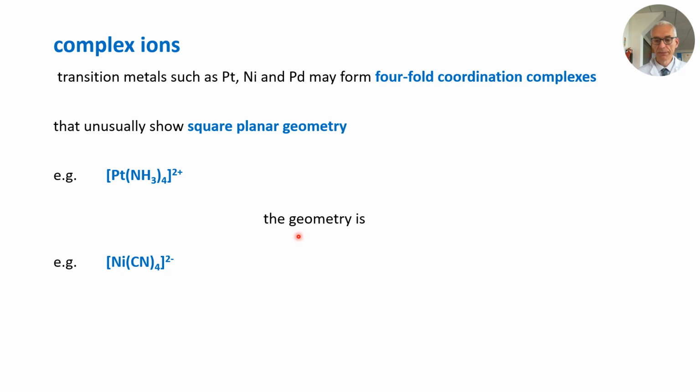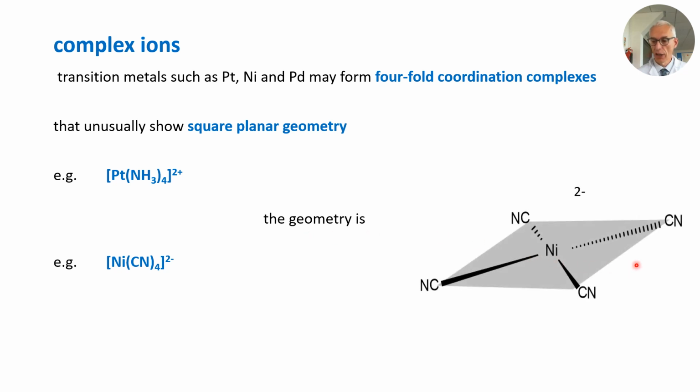The geometry is a square planar arrangement. So for instance, for the nickel, we've got central nickel and 4 cyanide ions. Nickel is 2+, I deduce, because the overall charge is 2-. So that's representing a square planar geometry. What are the bond angles? Pause, think it through. Come back when you have your answer.